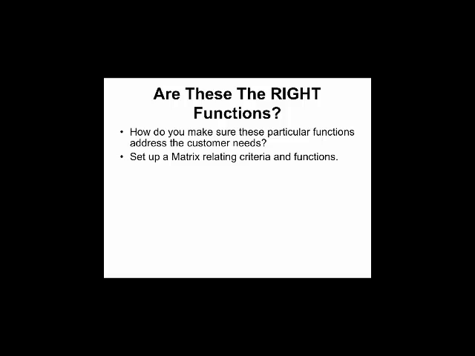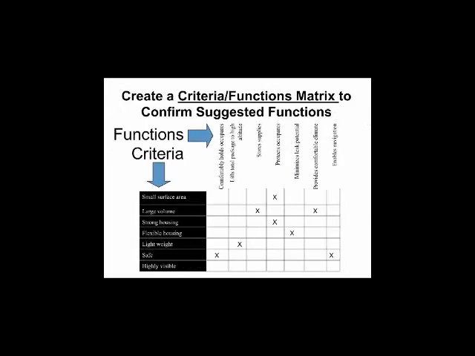Once you come up with a set of functions, how do you make sure these particular functions address the customer needs? And how do you make sure you have enough functions or not too many? So the way you do this is set up a matrix relating criteria and functions together. So here's an example of that for the space docking vehicle.